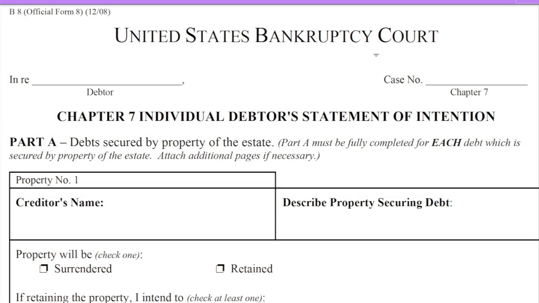Okay, so we've been through the petition, the schedules, the statement of financial affairs, and the means test. Next, we're going to turn to a document called the statement of intention. Statement of intention is only filed in Chapter 7 cases. And basically, you're stating your intention with your secured property.